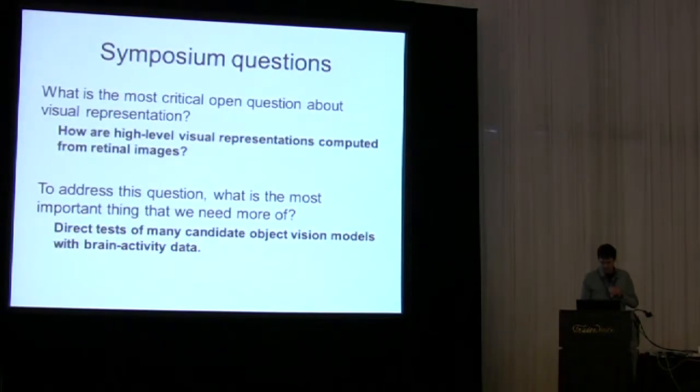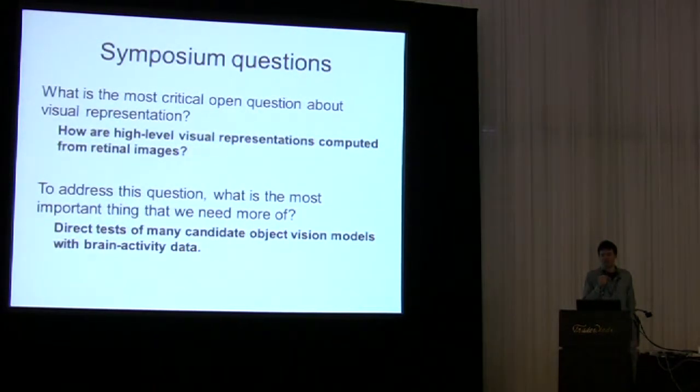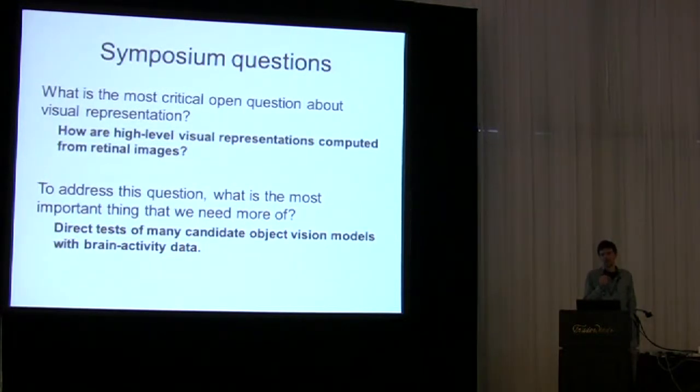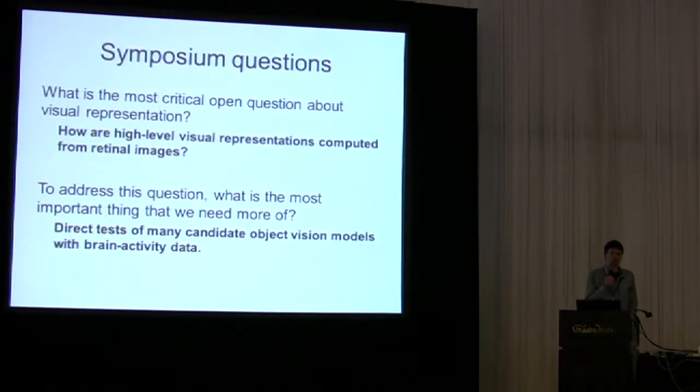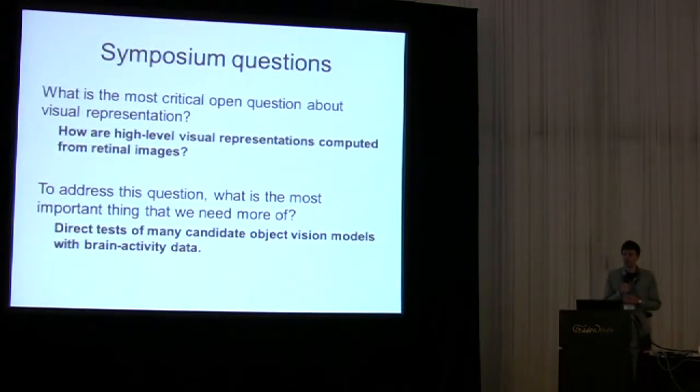And to address this question, what is the most important thing that we need more of? I think it's direct tests of many candidate object vision models with brain activity data. So important points there, many different models. We have kind of a culture where often we like one particular model and then we test just that one model, and if we find a significant correlation or a significant amount of variance explained, then we're kind of happy with it. But what we need is model comparisons, I think.